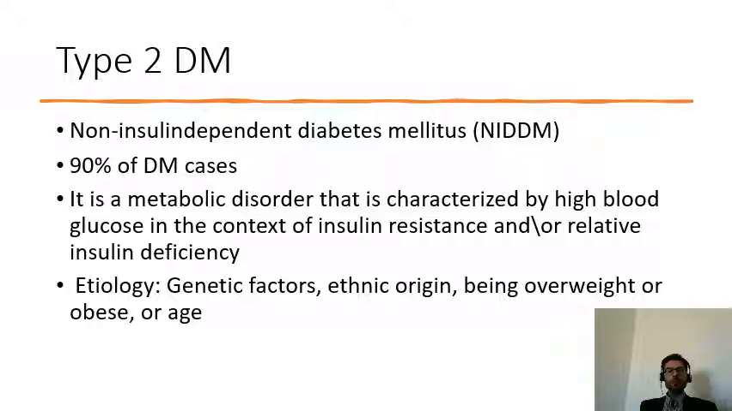And finally, and most importantly, overweight or obese people are at much higher risk of developing diabetes mellitus, and I will explain this in the next slides. Also, we have the age factor. Elderly people are more likely to get type 2 diabetes mellitus in comparison with young people.